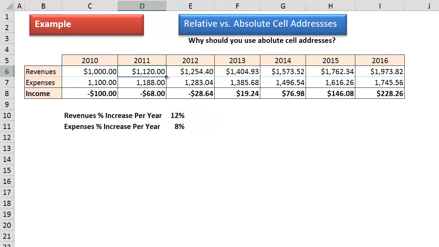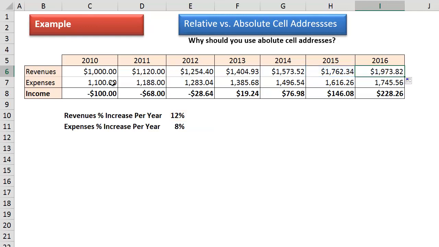And I use the fill handle and fill that formula across to all my additional cells in the revenues row. And it copies that formula. And if I look at the formula now, you'll notice it says D6, one cell to the left, times 1 plus E10. Again, the E10 is always going to be pointing at that 12%. Again, I can look all the way across, clear out to this last one, and it says H6, one cell to the left, times the 112%, the E10.